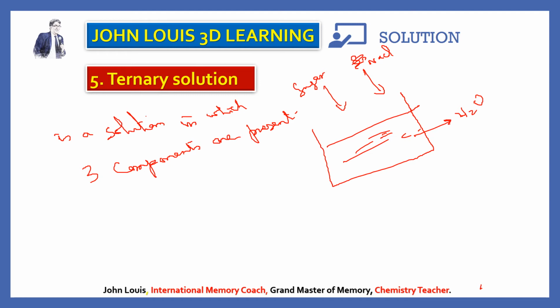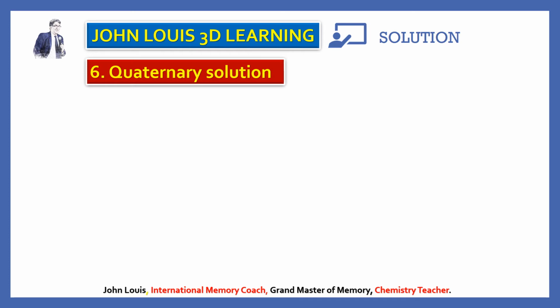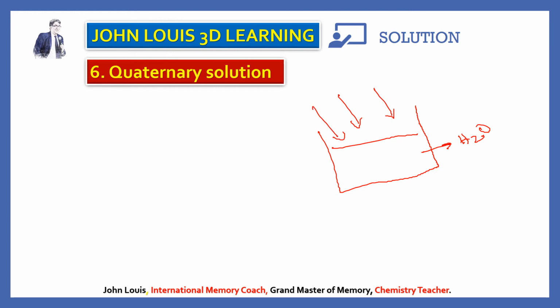Okay. The next one, quaternary solution. So, what is meant by quaternary? Quarter means 1/4, no? Therefore, here it should consist of how many components? 4 components. You take water and you add three different solutes: solute 1, solute 2 and solute 3. So three different solutes are there. Therefore, what is quaternary solution? Quaternary solution is a solution.